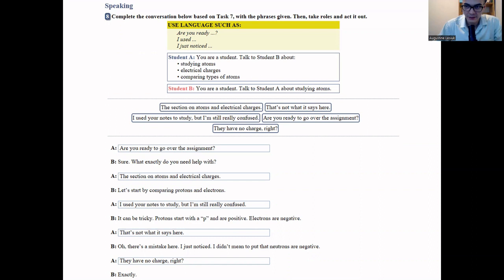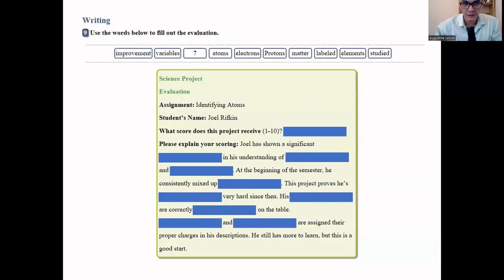Exactly. Okay, so that was the conversation. I hope you have something similar. Moving on to the next section. For the writing segment of this unit, I want you to fill in the blanks of the following science project evaluation using the given vocabulary. So we have improvement, variables, 7, atoms, electrons, protons, matter, labeled, elements, and studied.